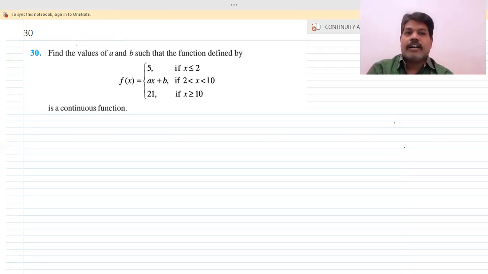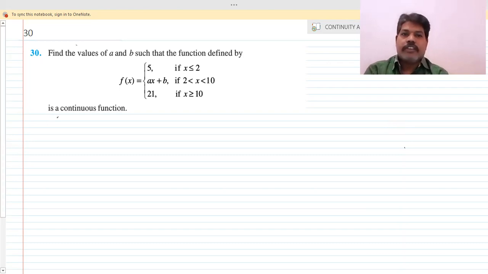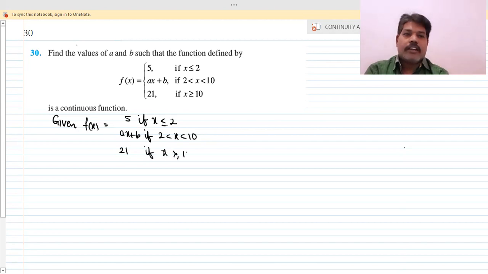First, you have to take the given function. What is the given function, students? f of x is equal to 5 if x is less than or equal to 2, ax plus b if 2 is less than x less than 10, and 21 if x is greater than or equal to 10.